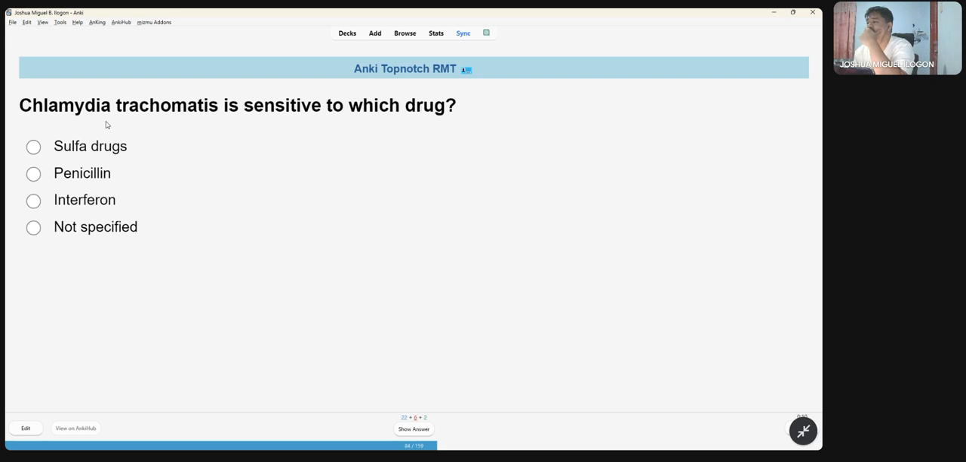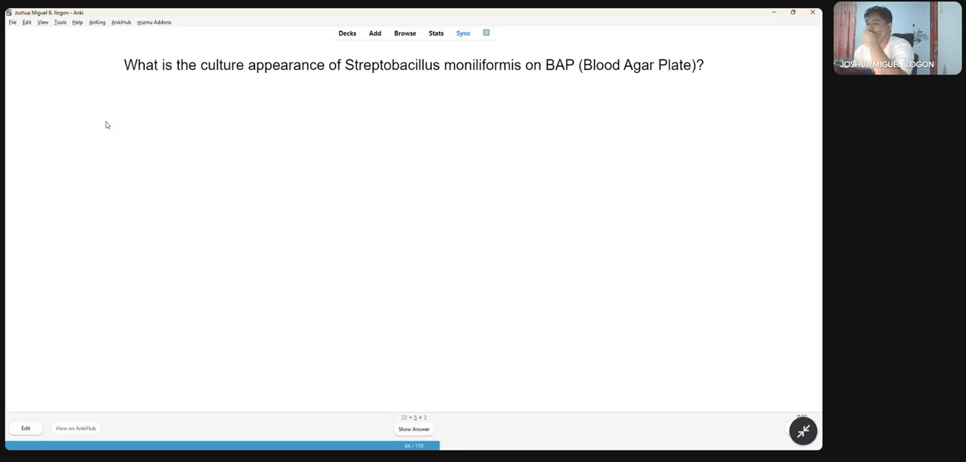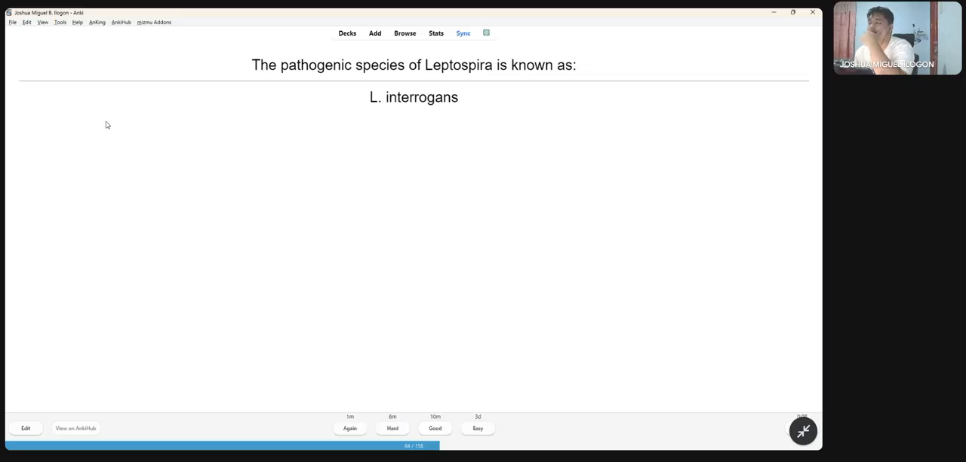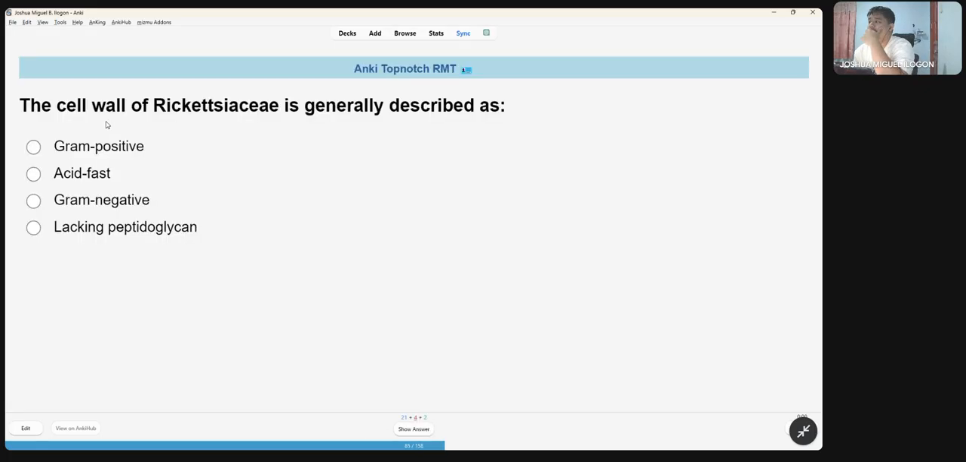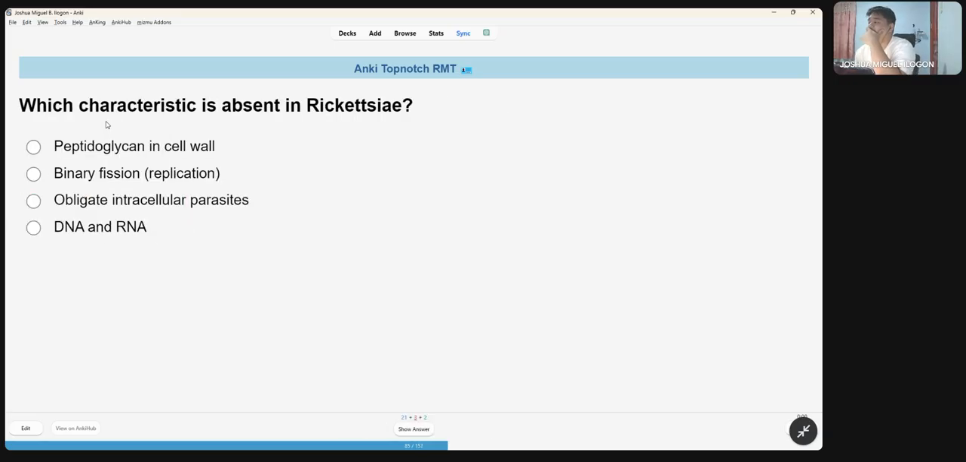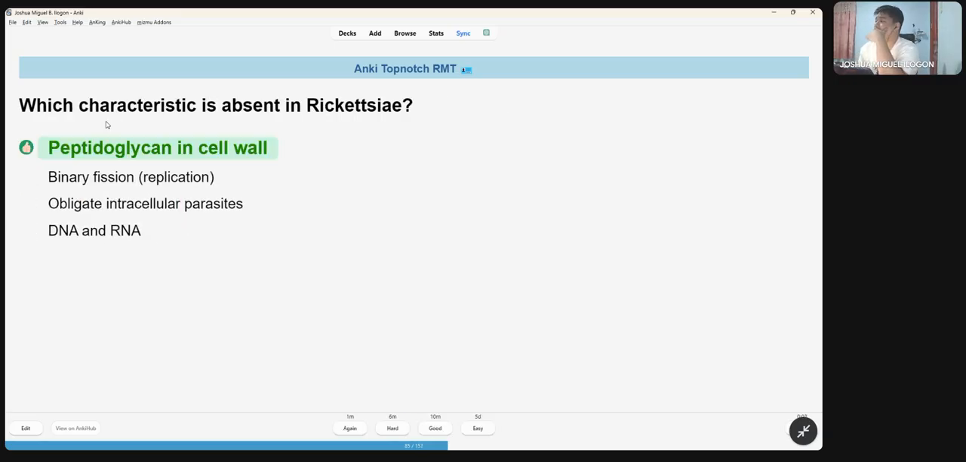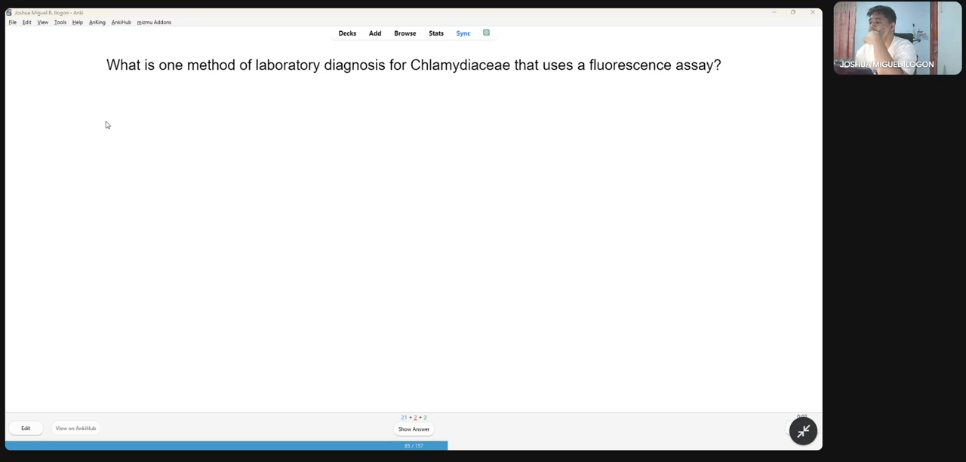Immediate recombinant is sensitive to which drug? Sulfa drugs. Bat, fried egg. The pathogen in Leptospira interrogans. Yeah, they're gram negative. Glycan.